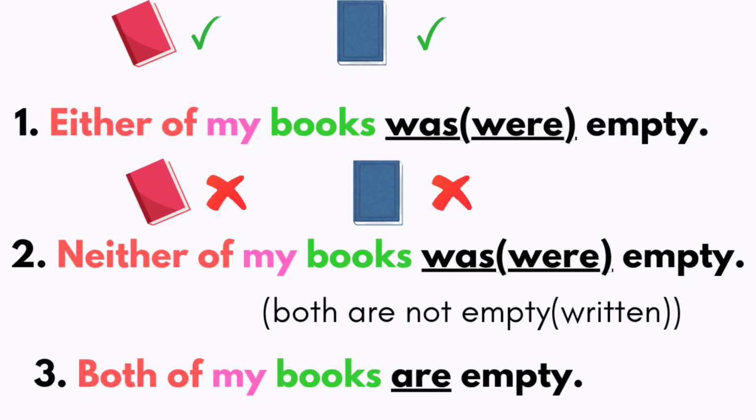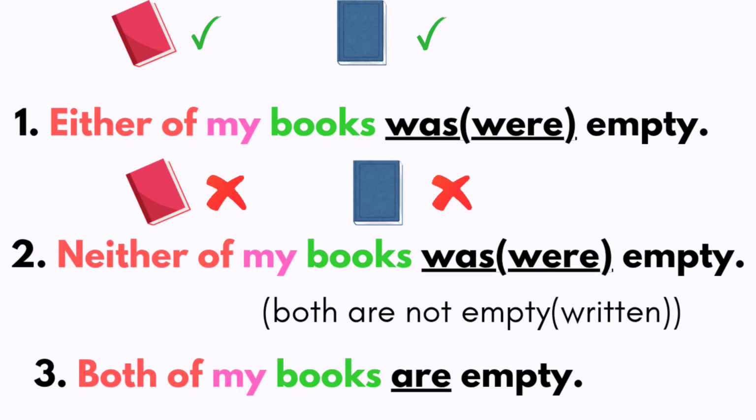Last one, both of my books are empty. Here both of my books, my books means particular books. I'm talking about particular books. And one more thing, here you need to remember one point. In either of my books, neither of my books, my is a determiner. After either of, neither of, both of, we use a determiner, right? And we use a plural noun.